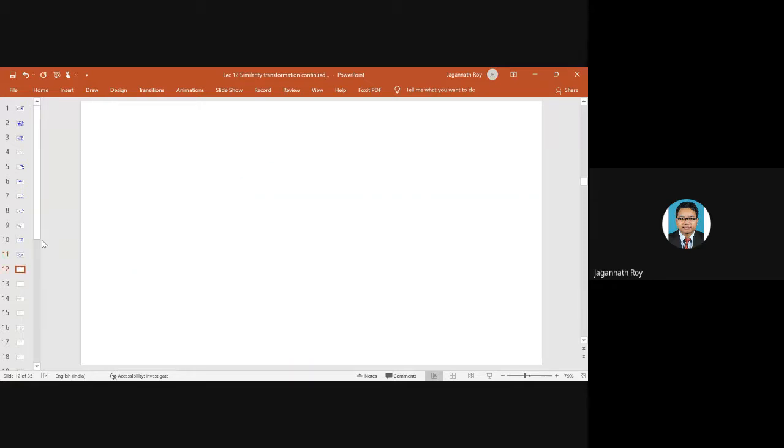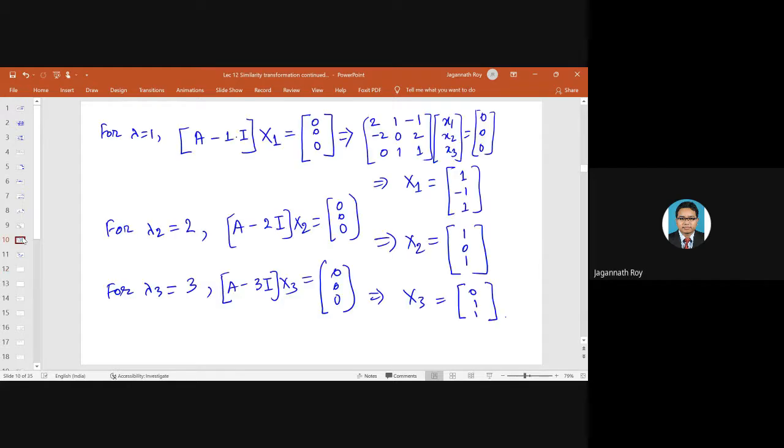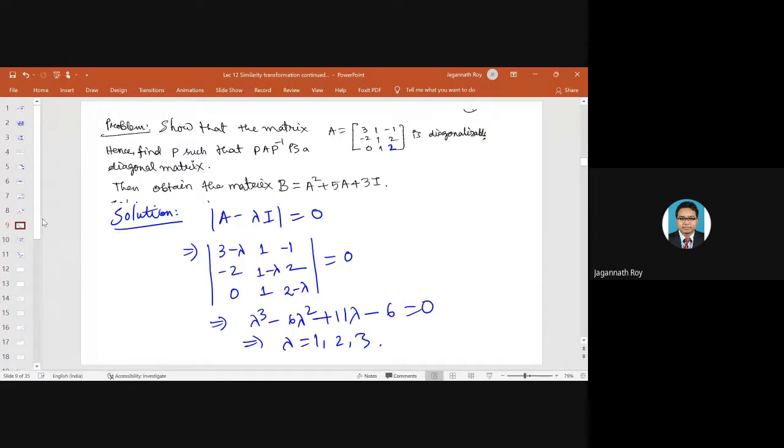Okay. So this is what happened. Now the problem says, look at the problem. Try to find out that P inverse. But we have calculated some other P inverse AP. And then we have to find B, a matrix for which we have to calculate A square plus 5A plus 3I.